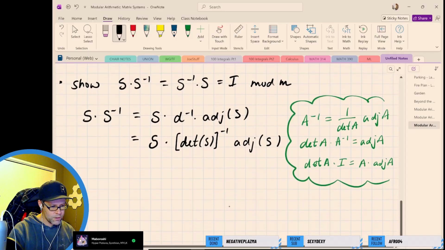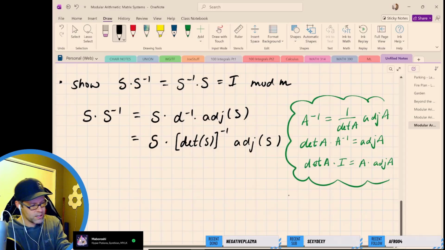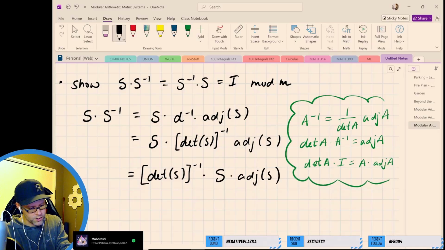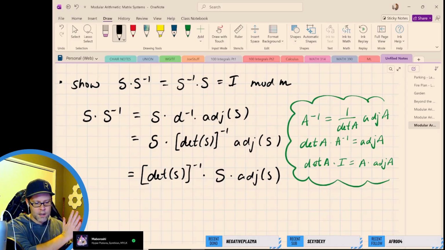So back to what we have over here in black. This det S inverse is just a number, mod n. So I can move this number out front, and that's not going to affect the overall equation. I do need to be mindful of the order of my matrices, so we'll make sure that S comes first, followed by the adjoint.